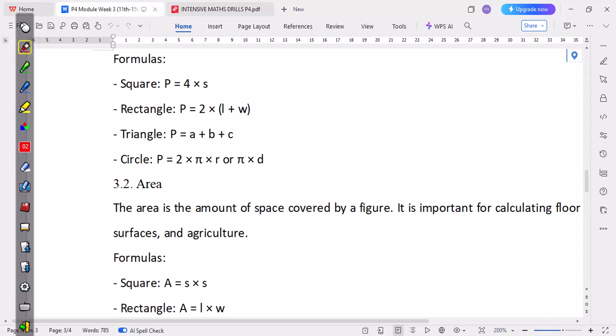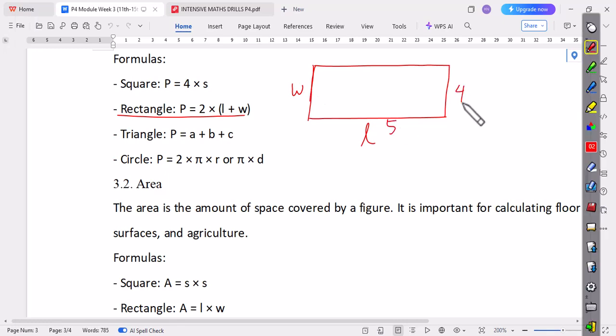This rectangle has a formula: perimeter equals 2 times (length plus width). For example, we draw the rectangle here. This is the way to find the formula. This one must be length, this one must be width. Let's give an example: this one 5, this one 4. Because the characteristics of a rectangle are two equal lengths and two equal widths, this one must be 5 and this one 4.